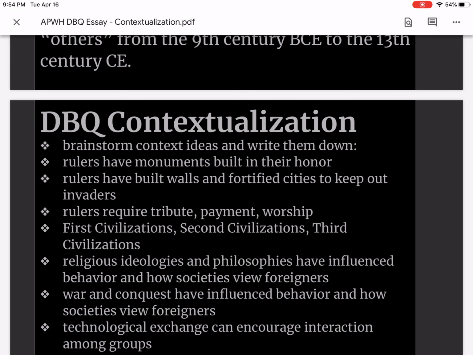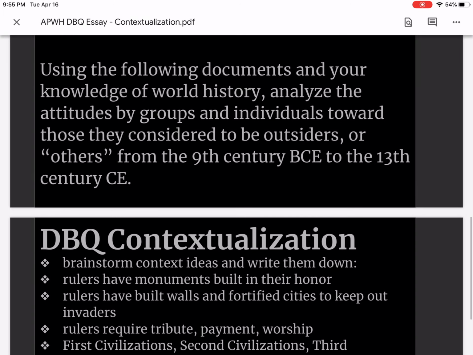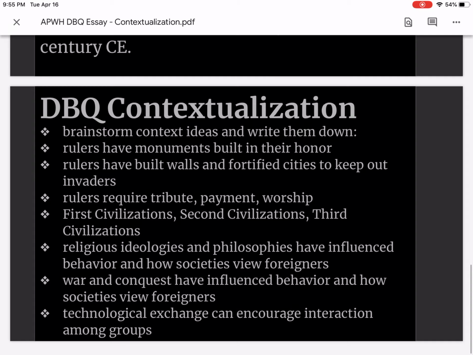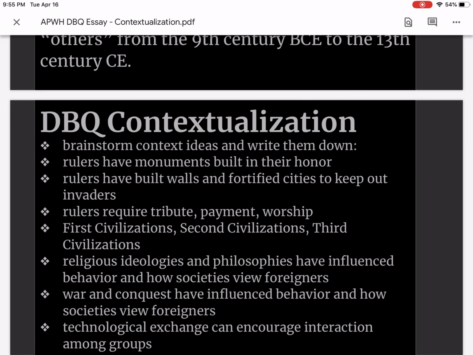It's very important when you're developing contextualization to brainstorm context ideas and write them down. If you could come up with a list of key terms, and those terms would be events or processes, developments, anything like that to help get you going on how to explain the context, can be very helpful. For example, rulers have monuments built in their honor. Remember, this has to do with our example from the prompt that we're working with here.